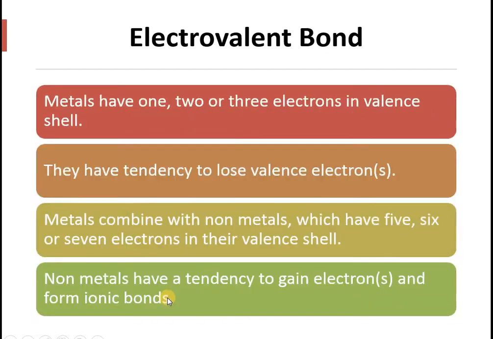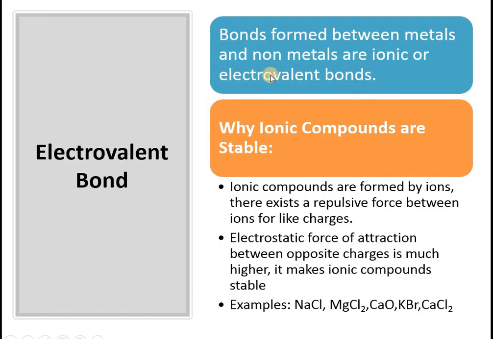Metals have 1, 2 or 3 electrons in the valence shell. They have a tendency to lose valence electrons. Metals combine with non-metals which have 5, 6 or 7 electrons in their valence shell. Non-metals have a tendency to gain electrons and form ionic bonds. So a bond formed between metal and non-metal is ionic or electrovalent.